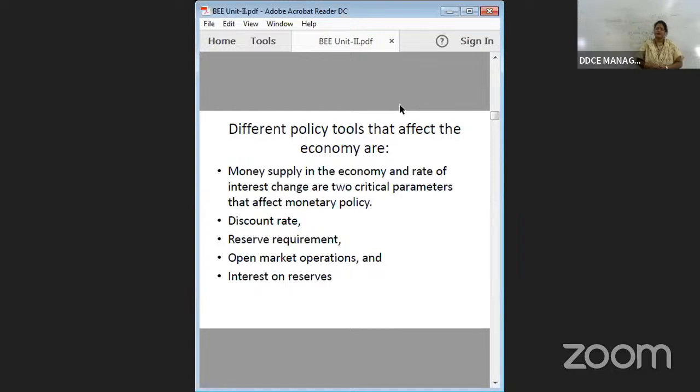Ma'am, what are today's SLR value and the SLR maximum and minimum value, ma'am? The SLR maximum and minimum value is fixed by the RBI, that is 25 to 15. Fine. Just a minute, I will say the SLR rate today. Today's SLR rate is 18%.